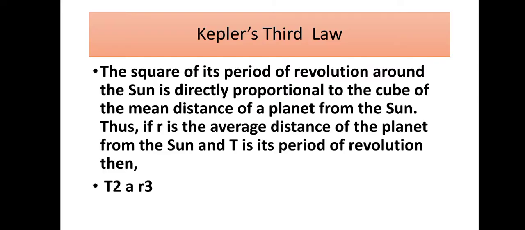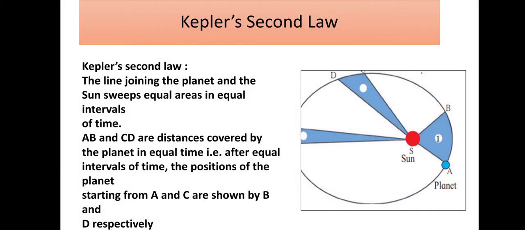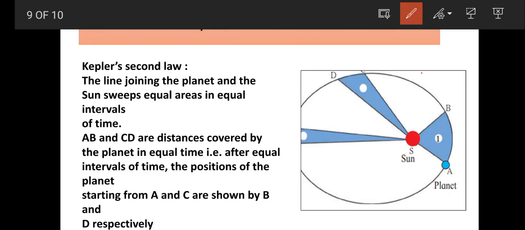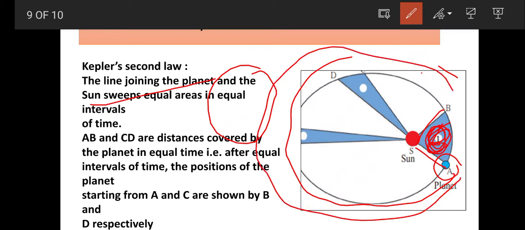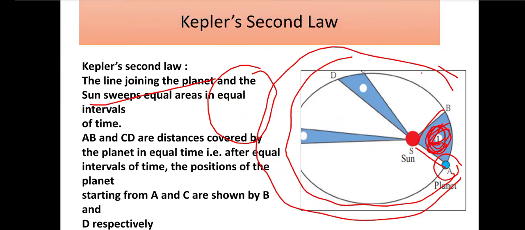So Kepler's second law says that the line joining the planet and the sun sweeps equal area in equal intervals of time. Means what? These lines sweep equal areas. For example, I set a clock, and at 6 p.m. the planet is here. Then after 12 hours, it will be here. After 24 hours, it will be here. So that is called equal areas in equal intervals of time. That is the meaning of that phrase.